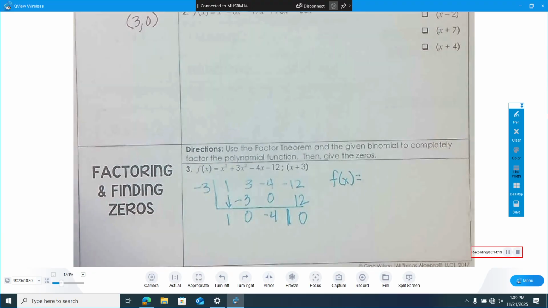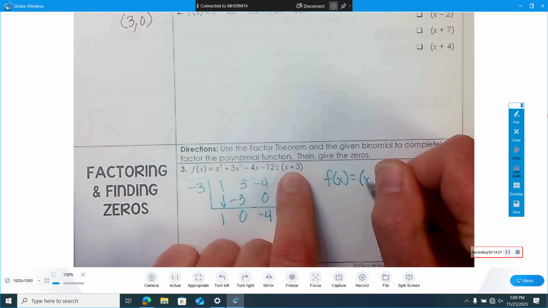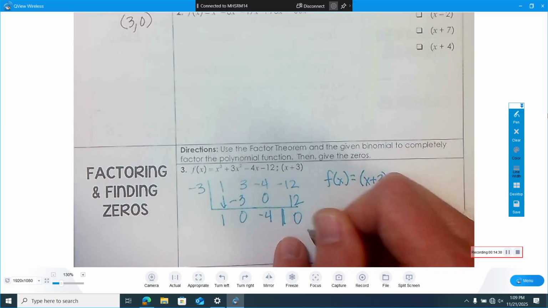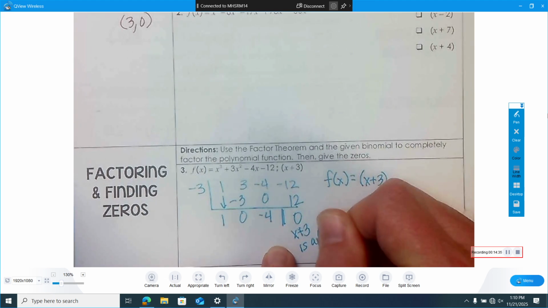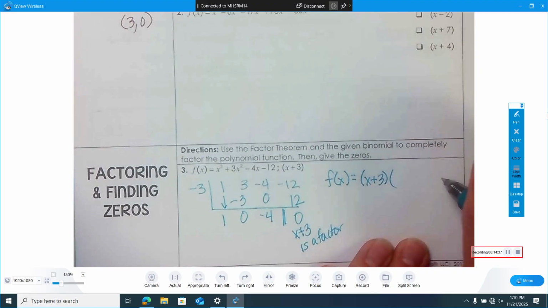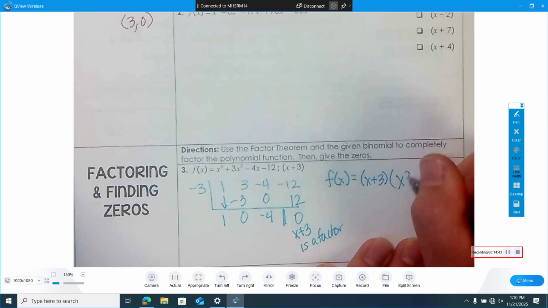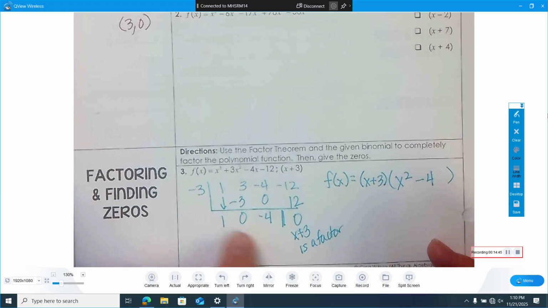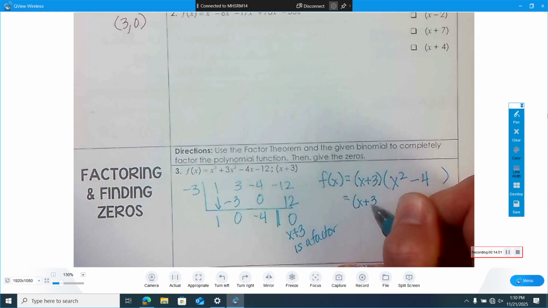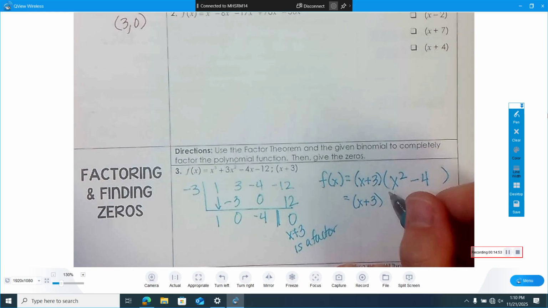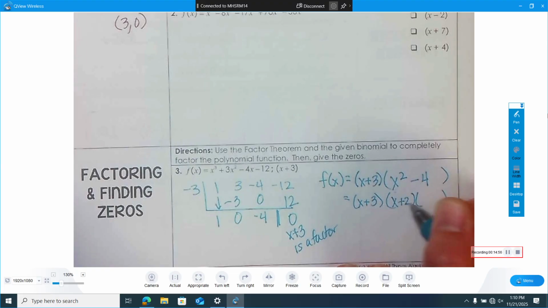And so we want to write this polynomial, the whole polynomial, as a product of factors. So the first factor they told us was x plus 3, and it was a factor. And what is the leftover quotient there? -4, good. X squared minus 4, put it back in a polynomial form. And then from there we can double bubble. Always, always. So we get x plus 2 and x minus 2.